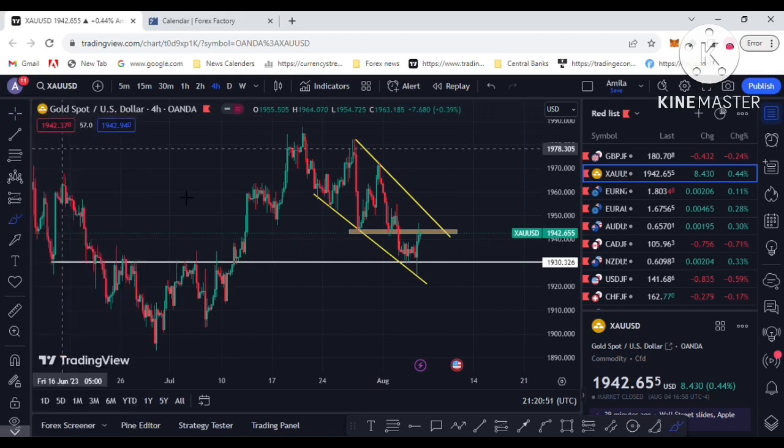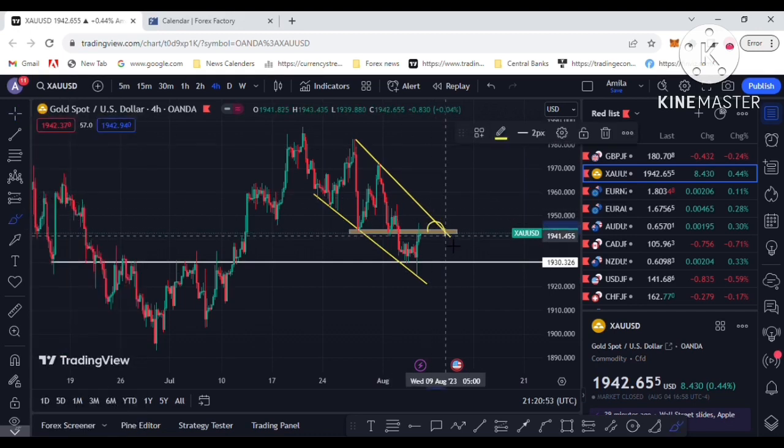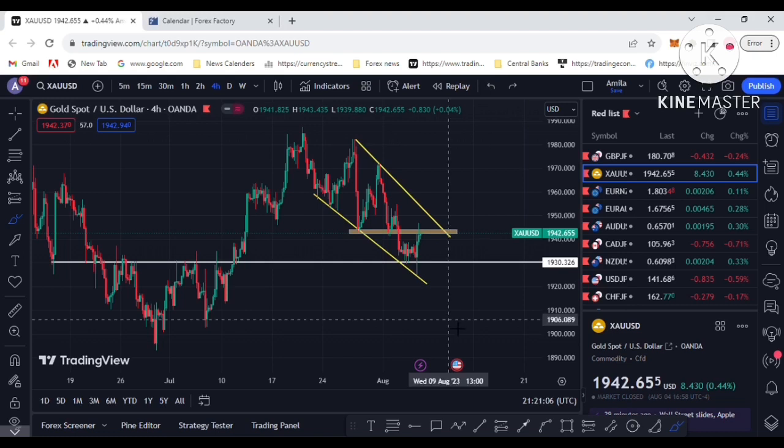So you should start with the economic data also and watch what price is doing. This is the 1942 zone, the key zone, and this is the 1930, 1928 zone. These are the two zones you should watch to find your trade zone. So I am hoping price does not break to the downside clearly, and it will go to the upside.